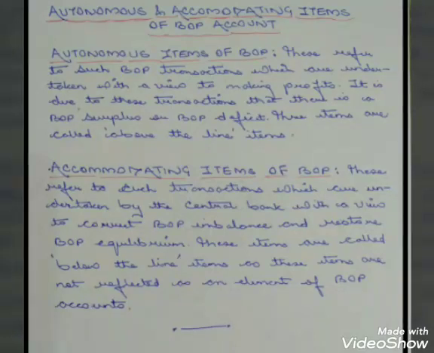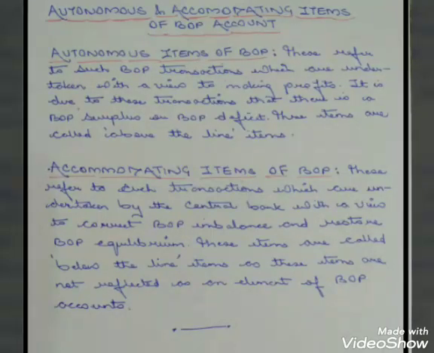So these are the two different items in the balance of payment account, that is autonomous items and accommodating items of balance of payment.